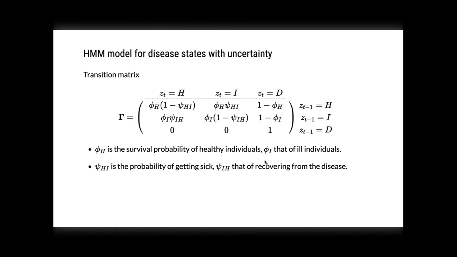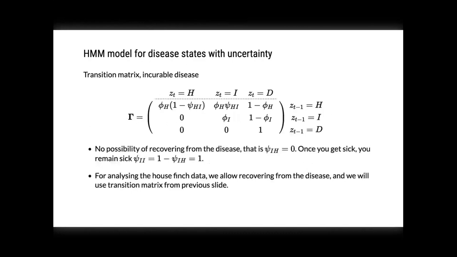So that would be an SI model in the epidemiology terminology. You may tweak the transition matrix a bit to say, okay, that's a disease that cannot be cured. So you cannot go back when you're sick, you remain sick. So the probability of going from ill to healthy is zero. And then this matrix simplifies itself. There are plenty of different options. You could add other states.